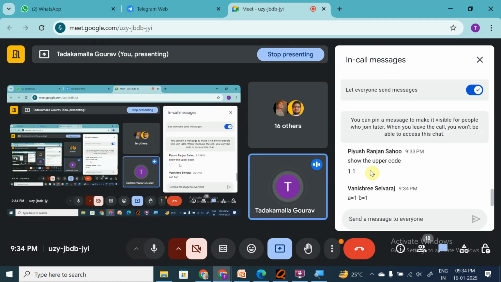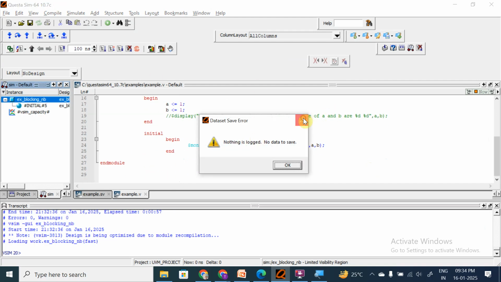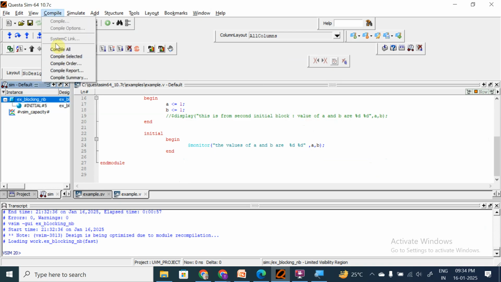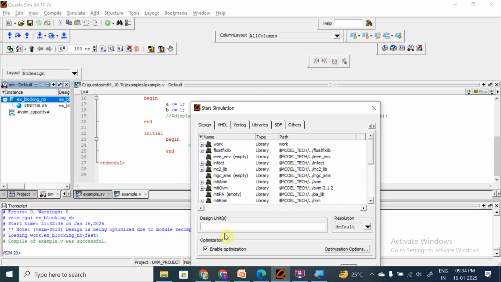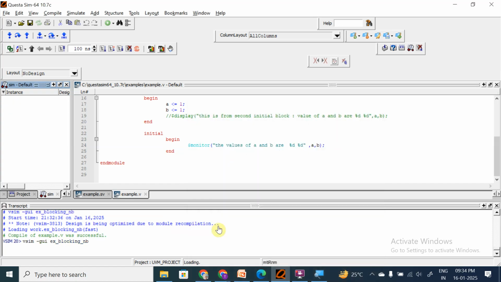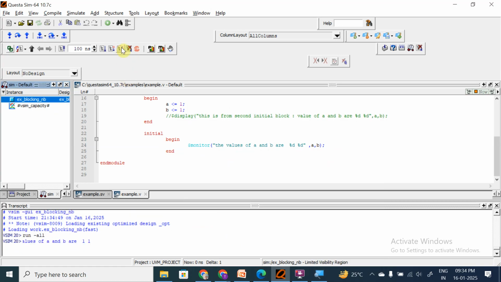A is equal to 1, B is equal to 1. Okay, so let's see what we are getting. Let me compile this. EX underscore blocking underscore NB. So what I'm getting, the values of A and B are 1 and 1. That is what we are getting.